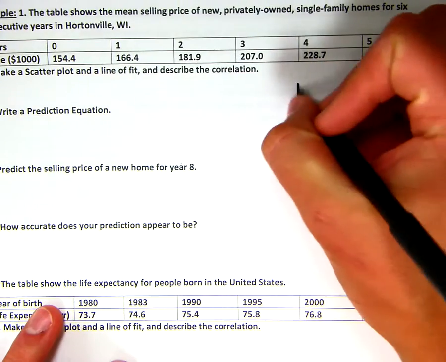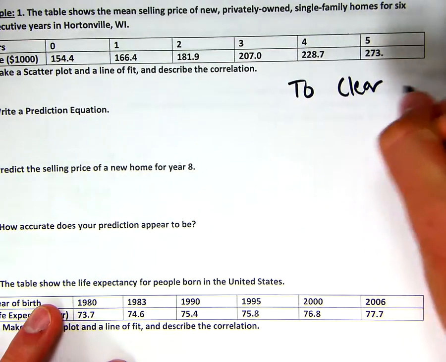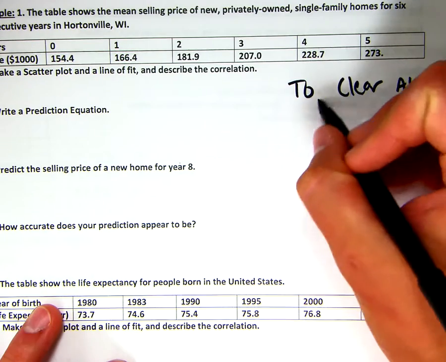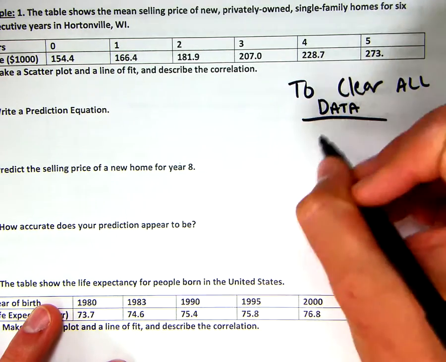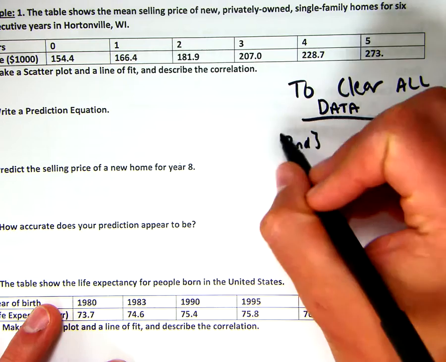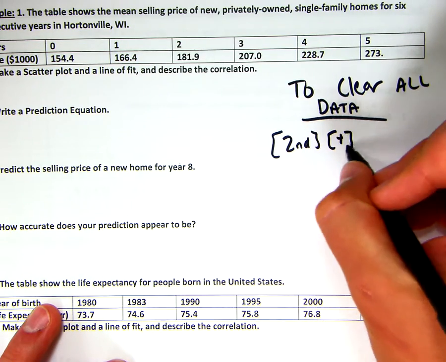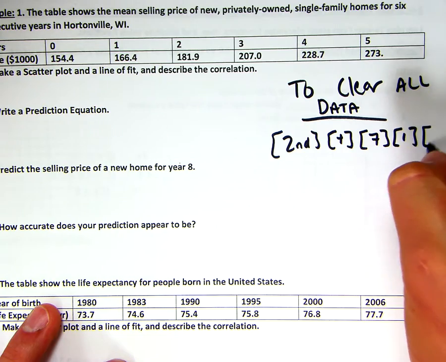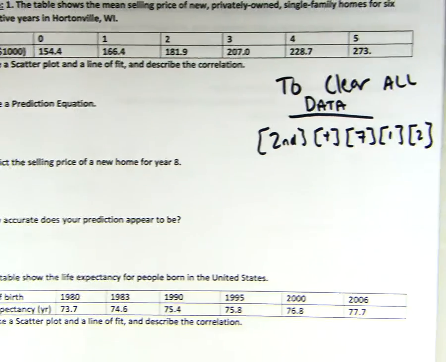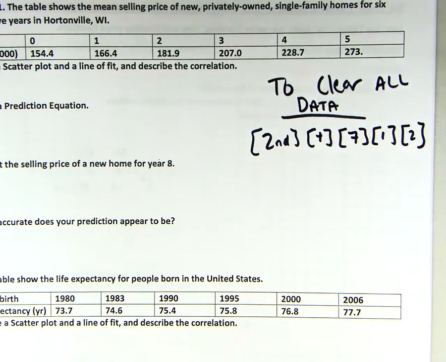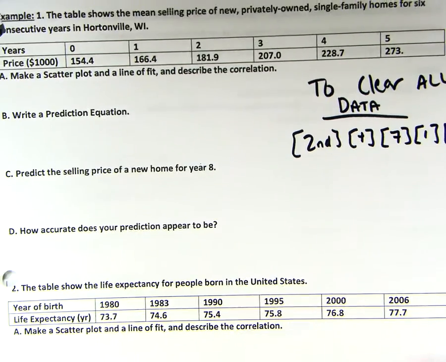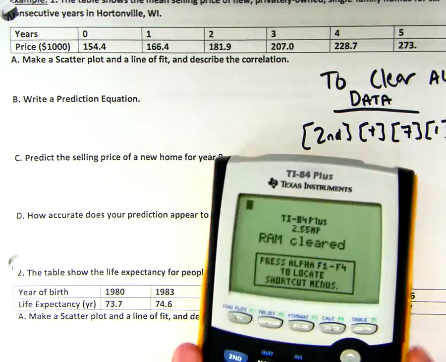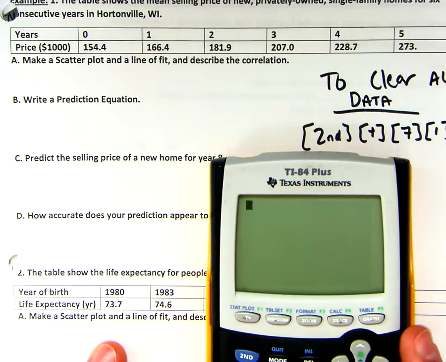That was to clear all data. Second, plus, 7, 1, 2. All right, that is to clear all your data. Once you have done that, you're ready to rock and roll.